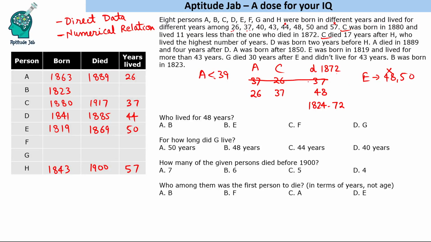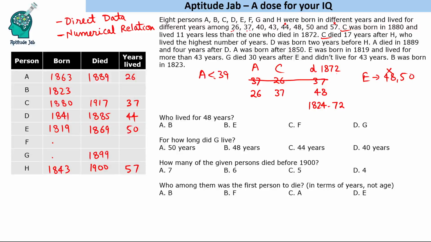Okay, the year Mahatma Gandhi was born. Now we have one person, 1824 to 72, who is 48 years old. That person can be F or G. The next line says G died 30 years after E. E is 1869, so G died in 1899, and didn't live for 43 years. Let us see what numbers are left. G cannot be this person because this person is 48 years old.